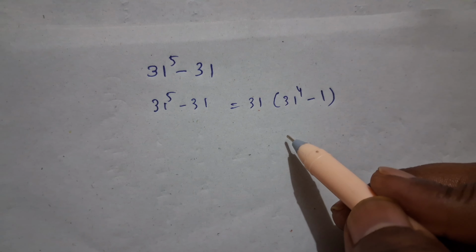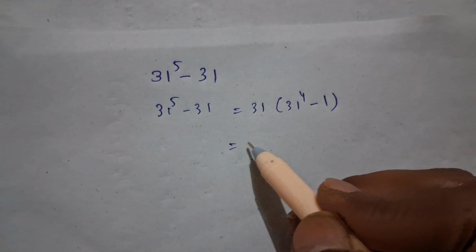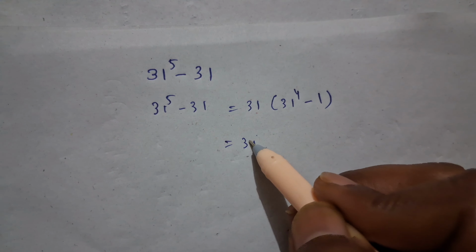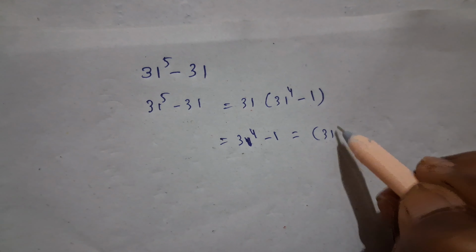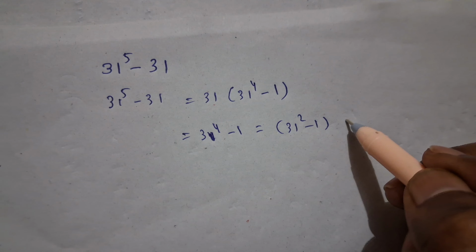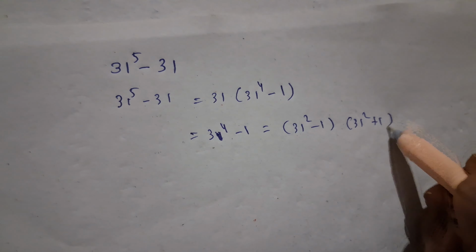Next, recognize another difference of squares pattern. 31 to the power of 4 minus 1, we can write it as 31 squared minus 1 and 31 squared plus 1.